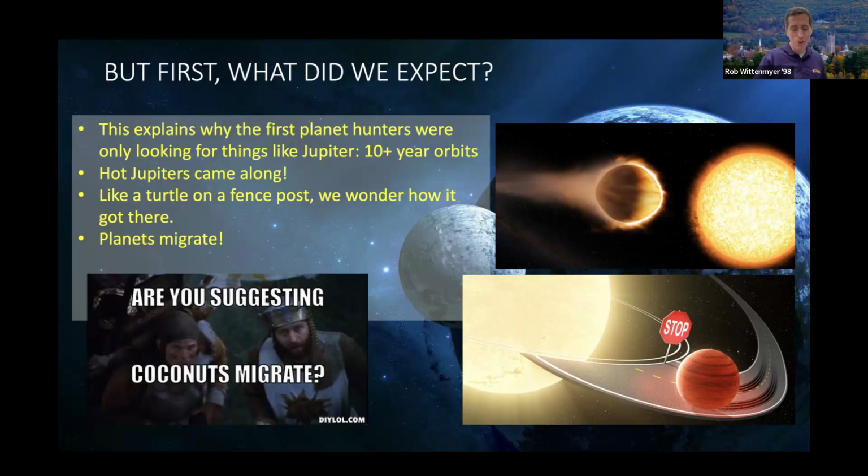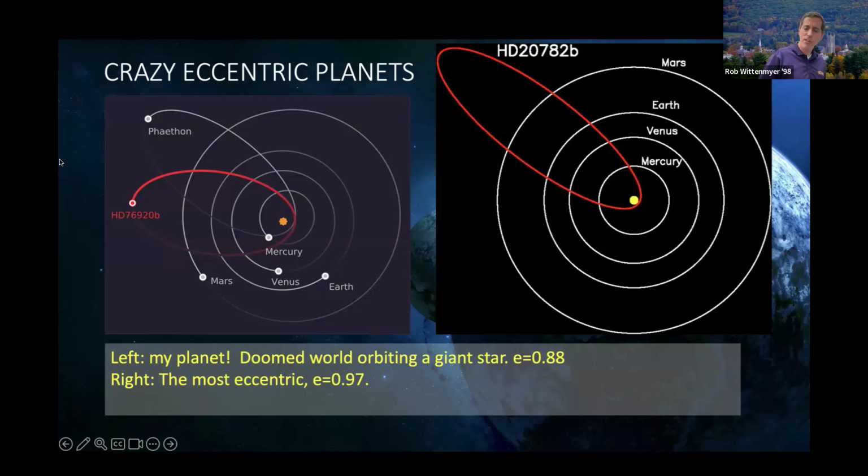So the planets migrate, and what that meant was it's a lot more interesting universe than we thought. And one of the consequences of that is you get some crazy eccentric planets, right? Our own solar system is nice and circular, very pretty, like the white circles you see on this plot here. We found a few planets that have these really elliptical orbits that you don't see. They're more like comets, but they're planets, right? So this is actually my favorite planet discovery here, because it was such an eccentric orbit, and it's orbiting a giant star. It's actually a doomed world. It's going to crash into the star eventually.